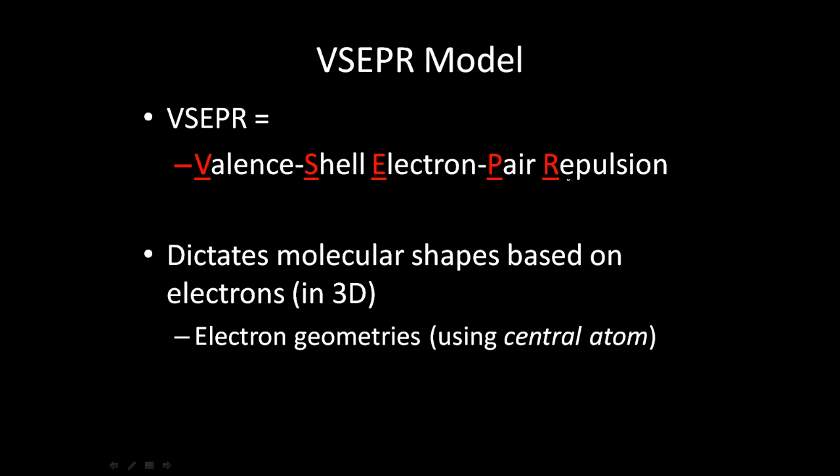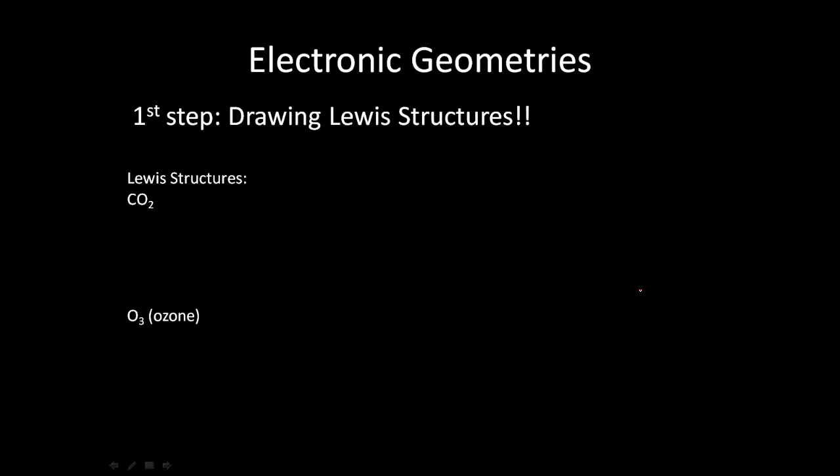And then repulsion, remember that electrons repel each other. So pairs of electrons end up repelling each other. This is what governs the molecular shape of all molecules, this valence shell electron pair repulsion. These electrons are essentially trying to get as far away from each other as possible in 3-dimensional space. And so these geometries that we are about to look at are the way these electrons get as far away as possible. So let's look at some of the most basic electron geometries.